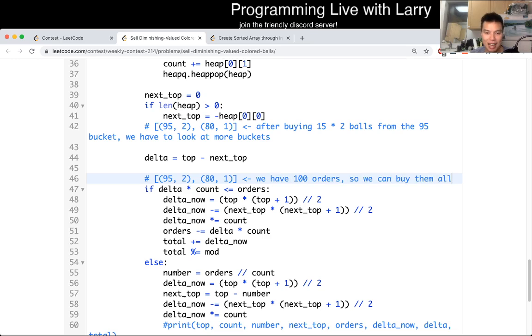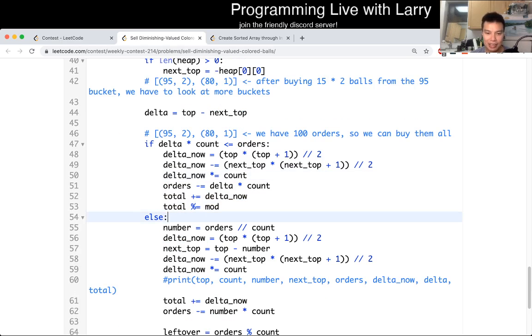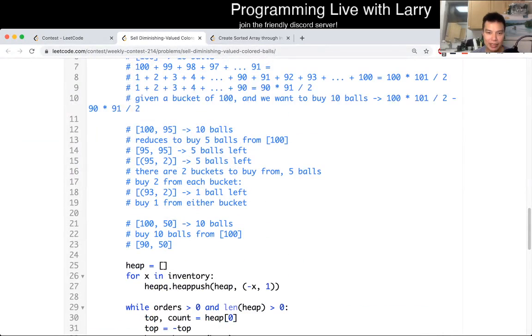So that's just top to the next top, and again, this is the math, and we have to multiply by the count, because that's the number of count that has that bucket. We subtract it from orders, we add it to the total, we make sure we mod, and that's kind of this logic. Otherwise, this is the case where I talked about.